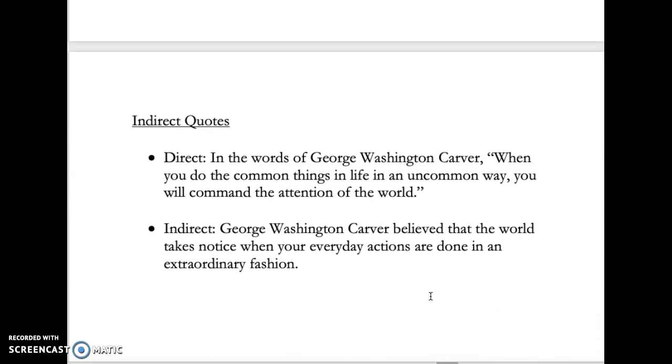Now, of course, I hope you remember that we don't put quotation marks around indirect quotes. And an indirect quote is when you paraphrase or put in your own words what the author said. So here's the example of a direct quote. In the words of George Washington Carver, quote, "When you do the common things in life in an uncommon way, you will command the attention of the world," end quote.